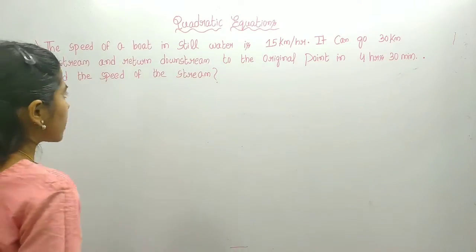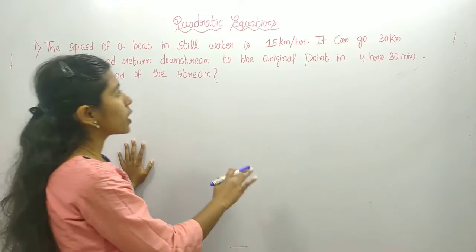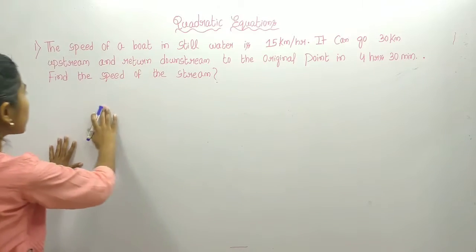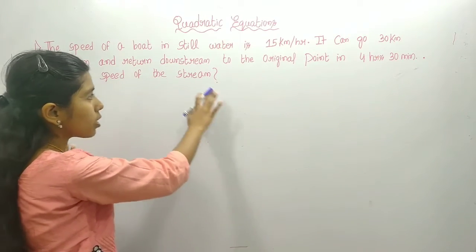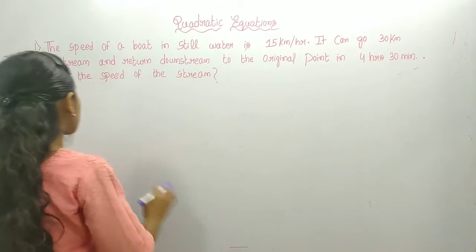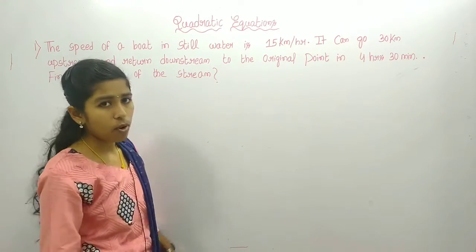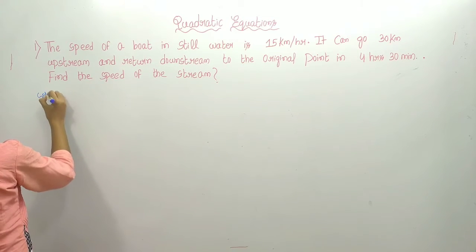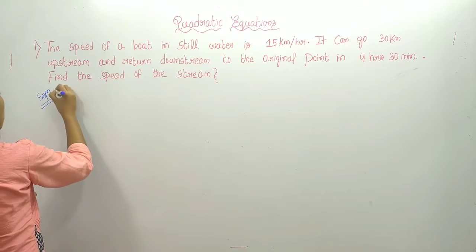You see here it's given, the speed of a boat in still water is 15 km per hour. It can go 30 km upstream and return downstream to the original point in 4 hours 30 minutes. Find the speed of the stream. Okay, so let's focus on the question first, then we will find the solution.